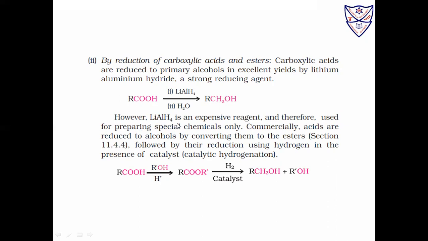Commercially, acids are reduced to alcohols by first converting them to the ester, followed by reduction using hydrogen in the presence of a catalyst. RCOOH with ROH gives RCOOR. In the presence of a hydrogen catalyst, it gives the alcohols RCH2OH and ROH. In this way we get the reduction of the carboxylic acid, and we get the ester as well as the alcohol.